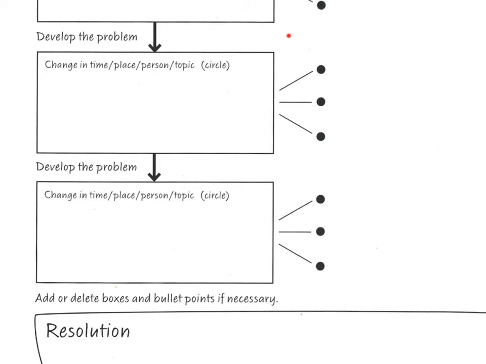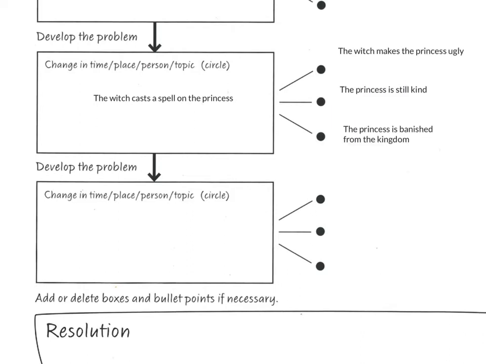Now let's look at this next bit. This is when we develop the problem in the story. So remember, my problem is that the witch is jealous of the princess. So the next thing that's going to happen in my story is that the witch casts a spell on the princess. Now down here I'm going to give examples, extend on that idea a bit. So my development of this problem is, first of all, the witch makes the princess ugly, the princess is still kind, and the princess is banished from the kingdom.